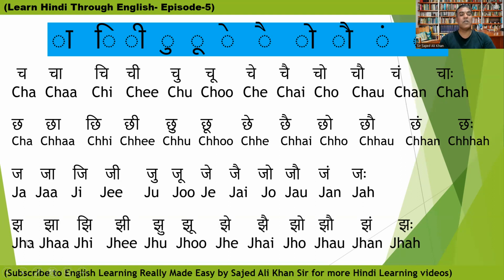Next is jh. See, this is the difference: j and jh. This is an aspirated sound. It comes from the throat. Jh, jha, jhi, jhi, jhu, jhu, jhe, jhai, jho, jhau, jham, jhah.